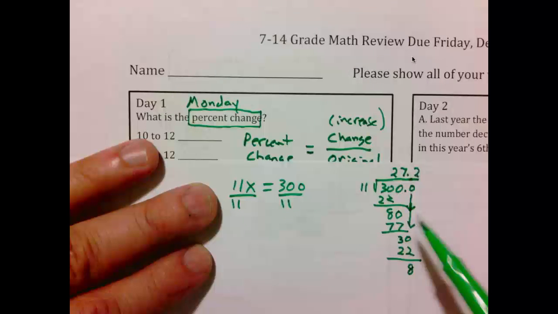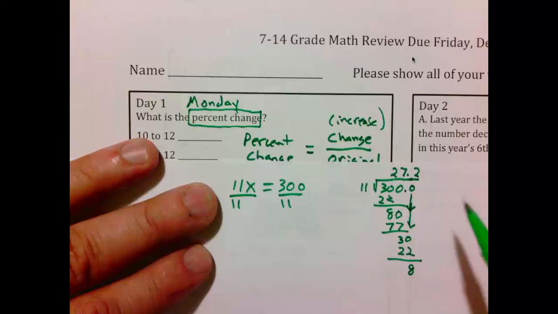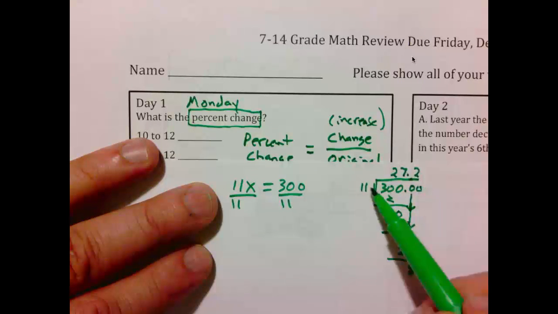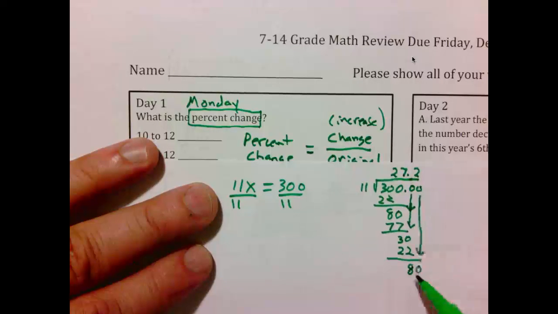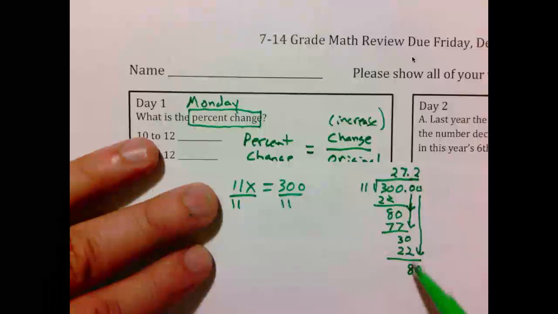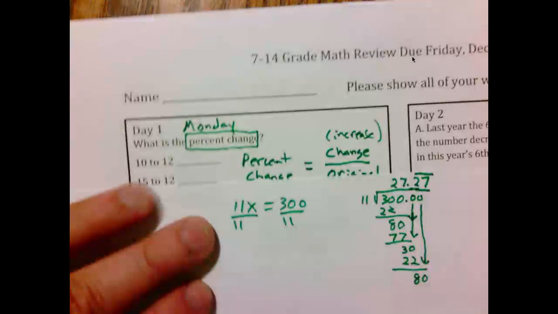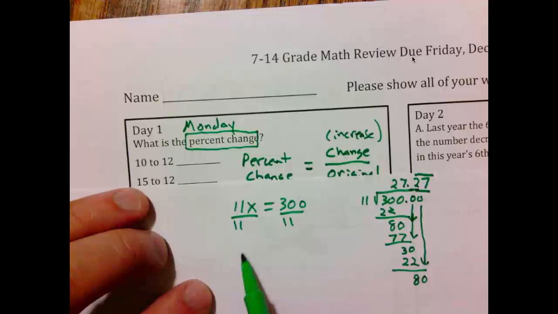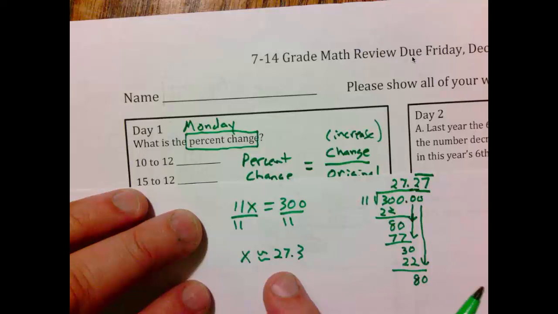And you will see this repeating pattern happening now. Introduce another 0, bringing that down. 11 into 80 will be 7 times, and this will repeat infinitely. It's going to be 27.27 repeating, and we can round that to approximately 27.3. So in this case, x is approximately 27.3. That is 27.3%. That's my percent increase.